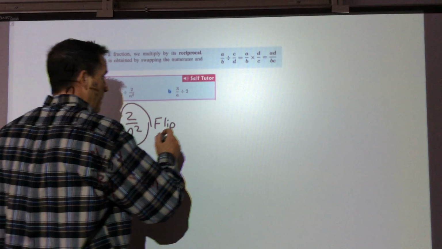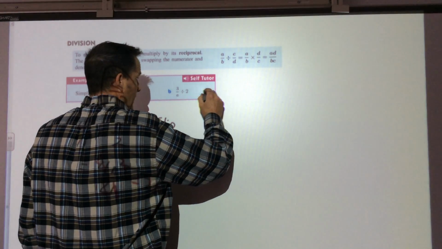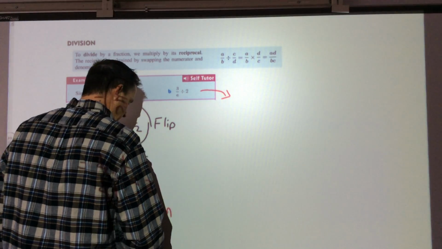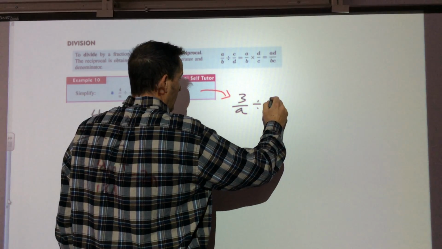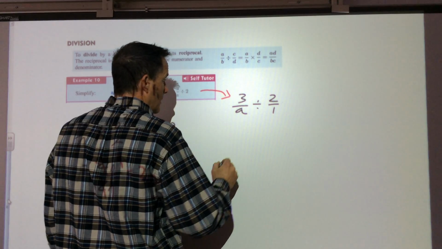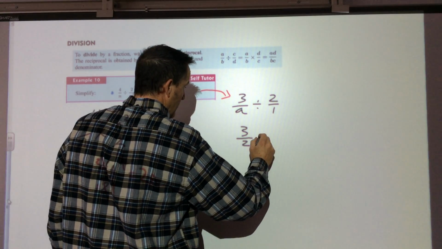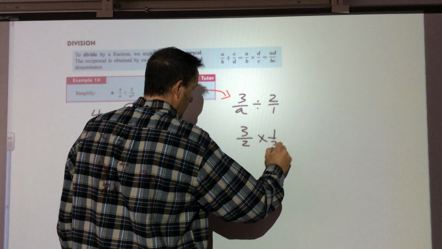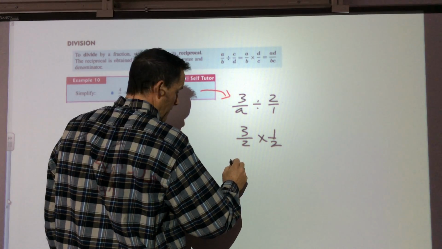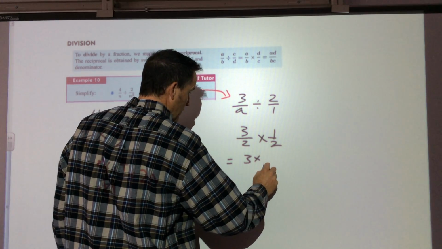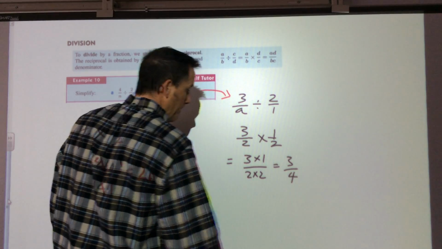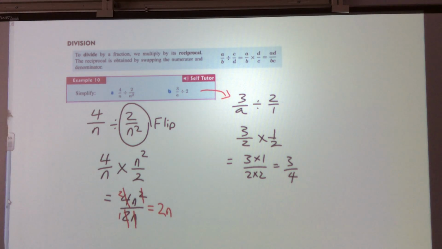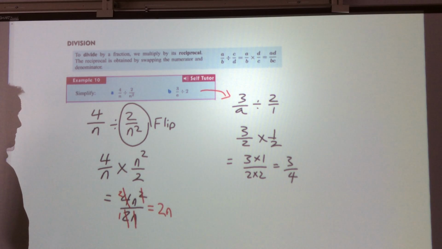So, the next one, whole numbers tend to get people going. So I've got 3 over a divided by, think of it as 2 over 1. So that becomes 3 over a times 1/2. So 3 times 1 over a times 2, 3 over 2a. And multiplication, division, does it get any harder than that?